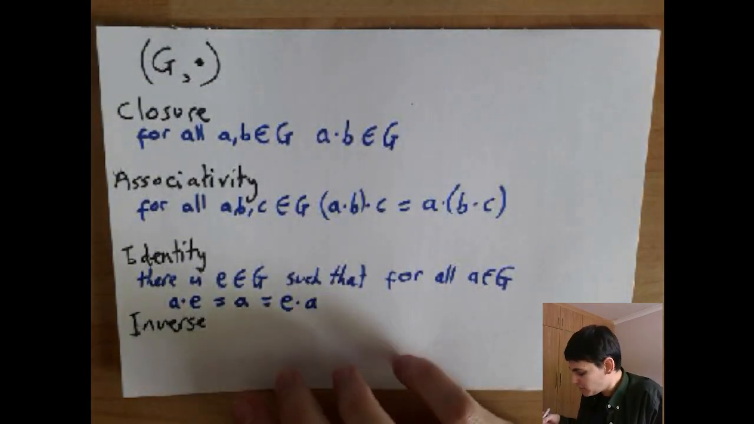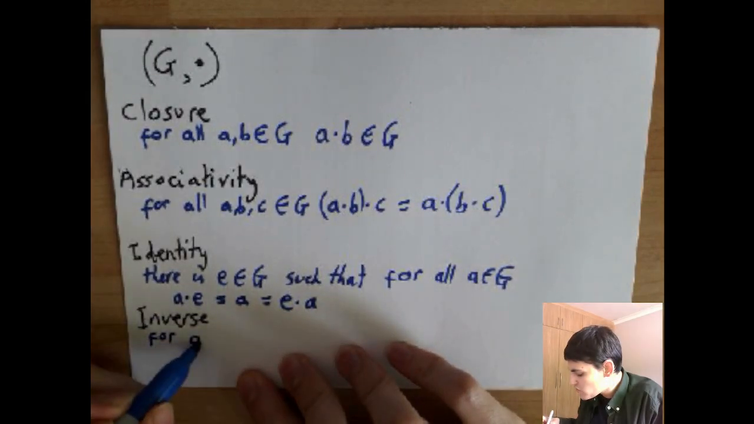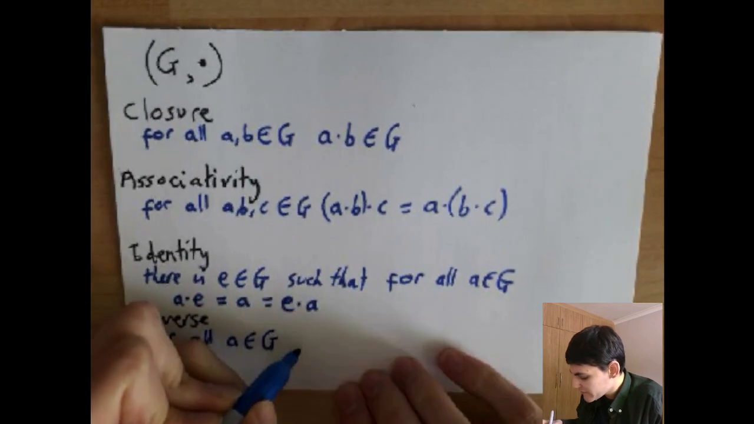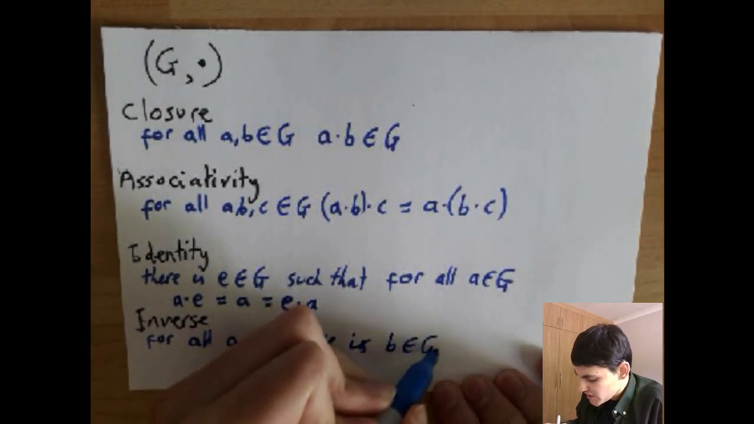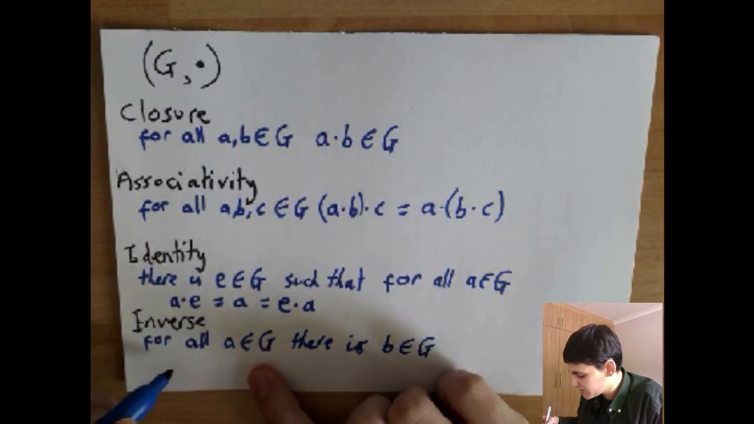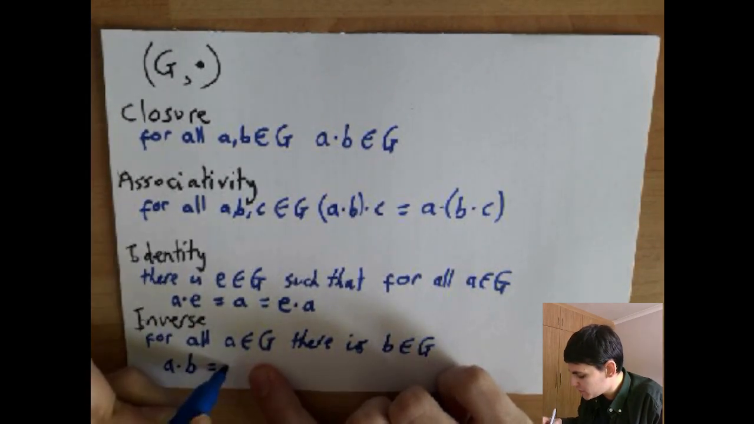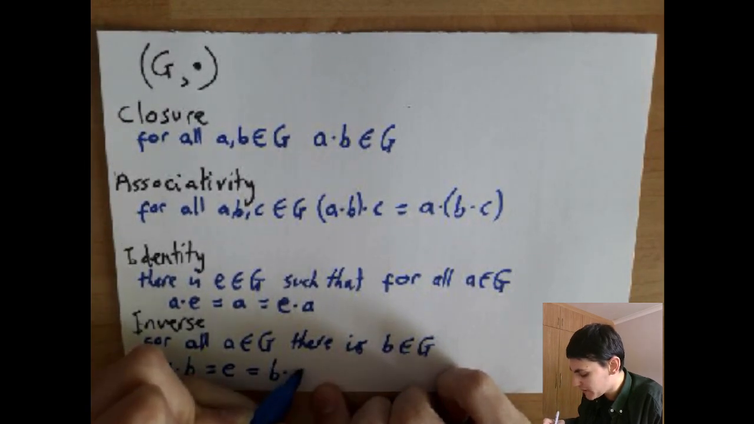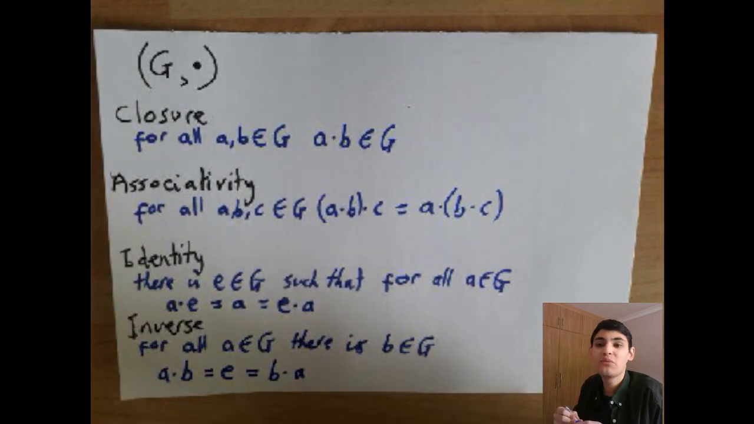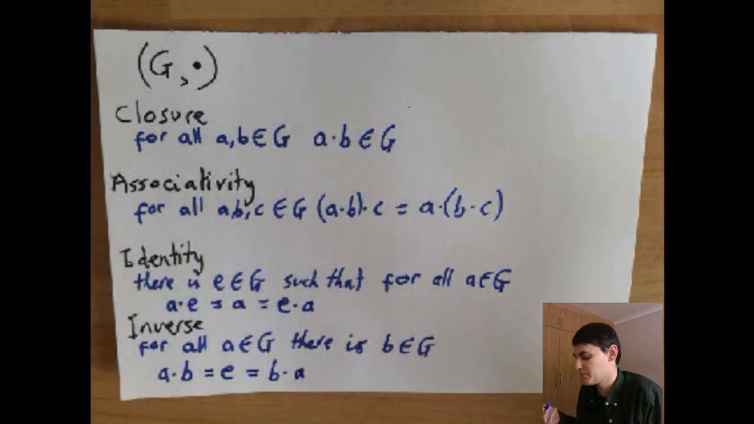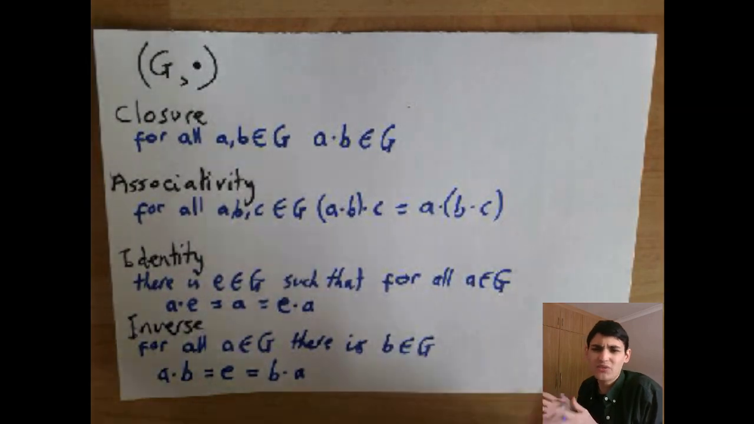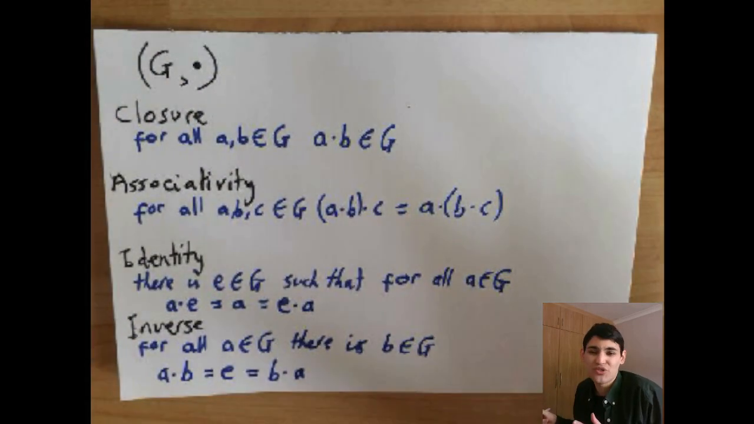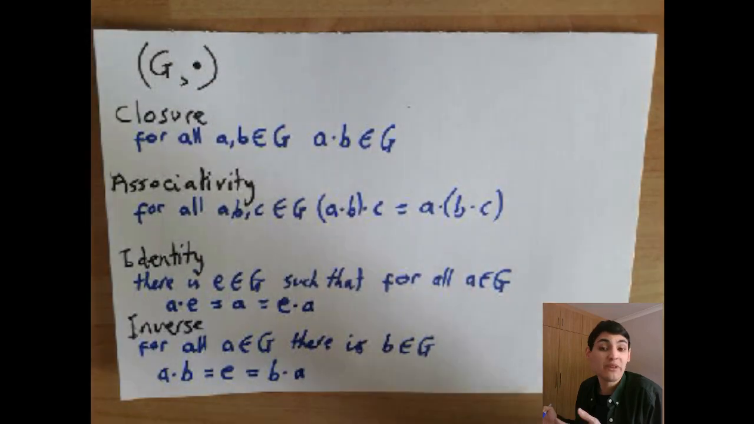And finally, the inverse law says that for all A in G, there is B in G such that A operate B equals the identity and B operate A equals the identity. Basically there's a way of going backwards, a way of doing the opposite. So that's all nice and good, but it is kind of abstract. I think that to really understand groups and group theory, it's good to go over some examples.